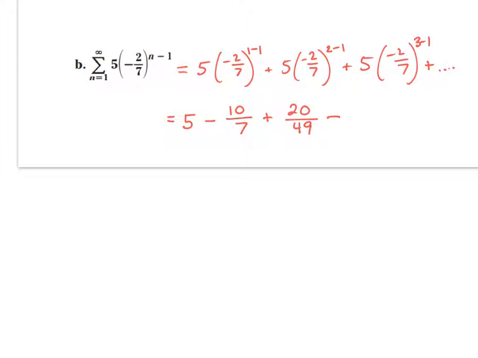So in this case, it's alternating, right? What is our common, so we know that this is going on and on to something, right?